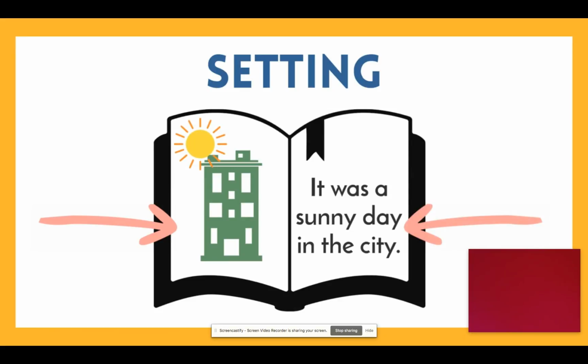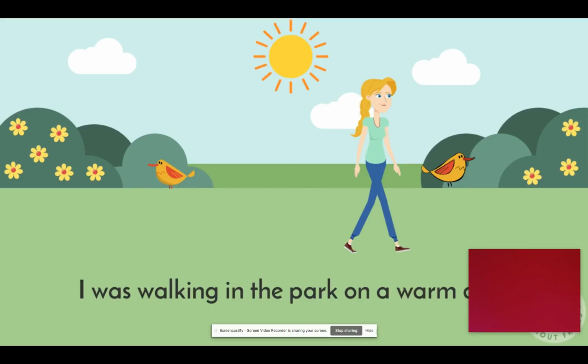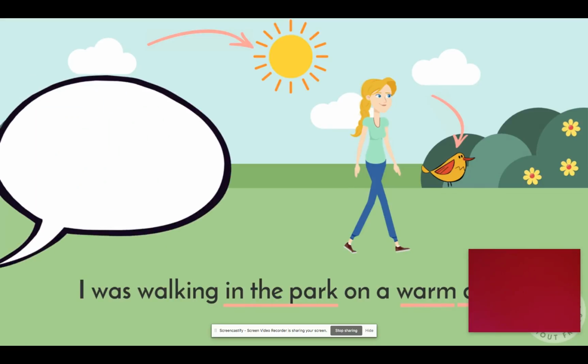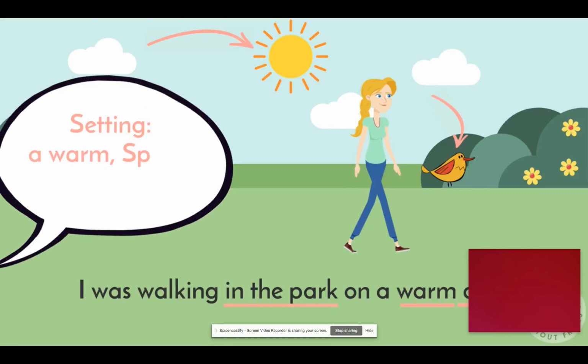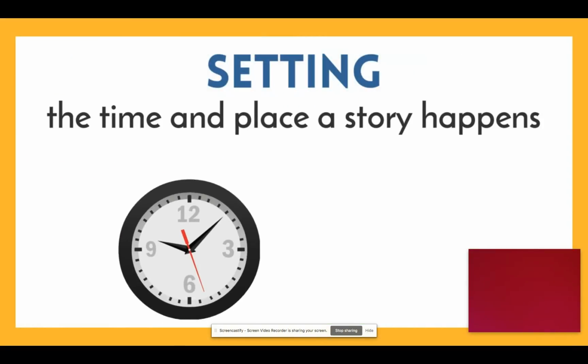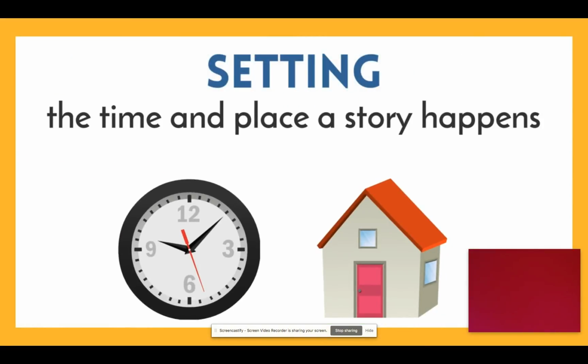You can determine the setting of a story by looking at the illustrations and finding information in the text. Let's try it. I was walking in the park on a warm day. How would you describe this setting? The text tells you I'm in a park, it's warm, and it's daytime. The illustration shows flowers and birds and the sun. I think it might be spring. So we could describe the setting as a warm spring day in the park. So remember, setting is the time and place a story happens. What settings have you seen in stories before?